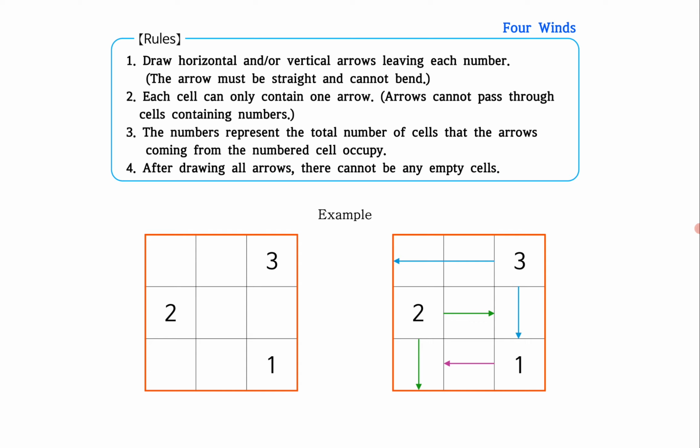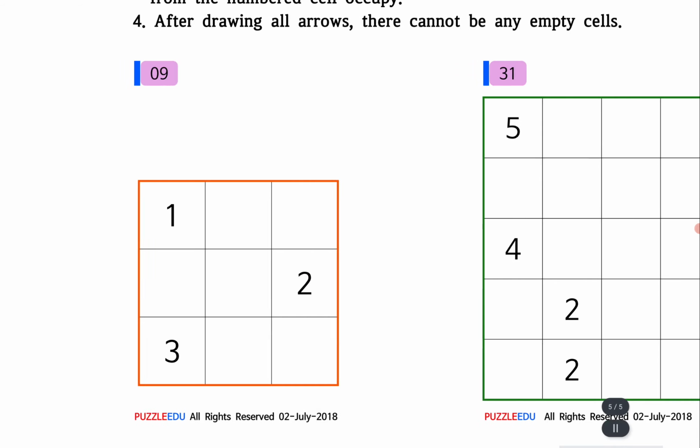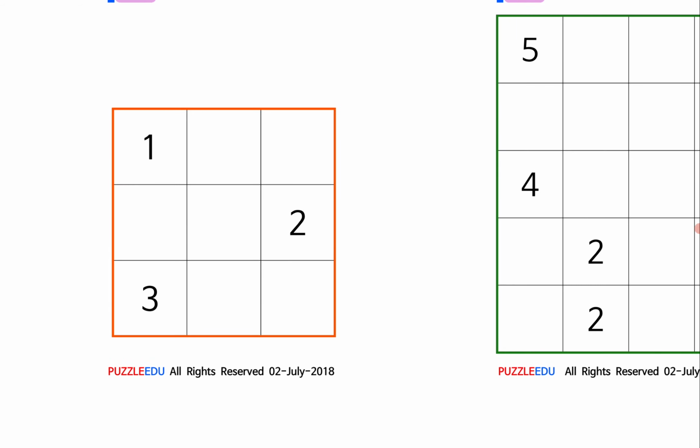This example on the right shows all of these rules, right? Rule number 1, there are horizontal and vertical arrows extending from numbers outwards. Okay, so they're leaving each number. Also, each cell only contains 1 arrow, right? We'll never have multiple arrows in a single cell, and all cells are filled. So with that in mind, let's look at example 9. Now, here we have to draw arrows according to the numbers 1, 2, and 3.